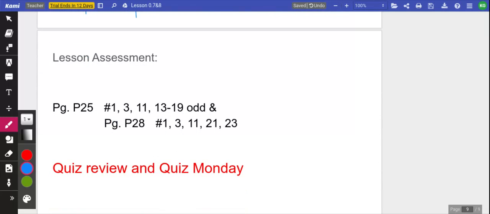So there's 2 sections of homework here. The first one, the page P25, is for the lesson 7. And then the page P28 is the area ones for lesson 8.